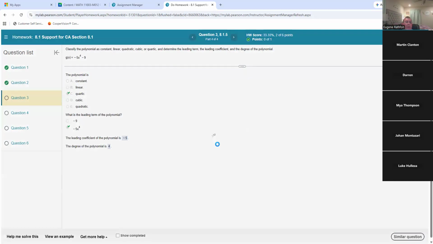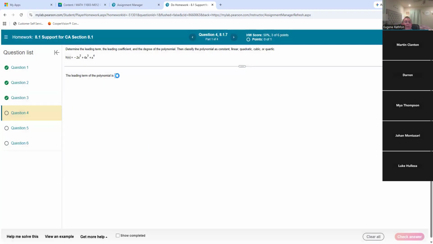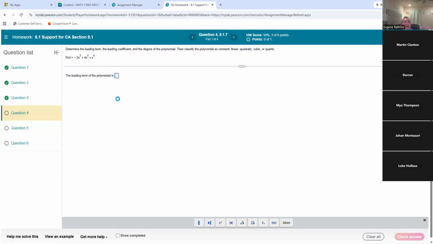All right, y'all, we're doing another one. Getting y'all good at these. All right, the leading term of the polynomial is the term with the highest exponent. So, y'all, that's going to be the x and then the exponent of 4. So that whole x to the fourth is the leading term. Okay? So the leading term is the whole thing.